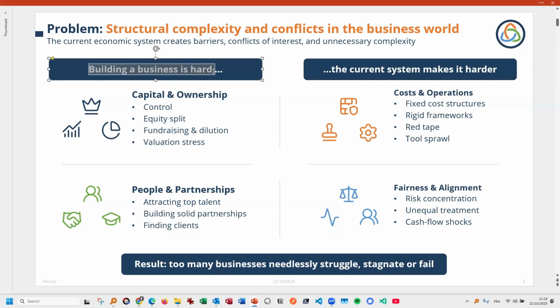So building a business is hard, and the current system makes it even harder. And the result is that many businesses fail or they struggle. And I faced a lot of these problems, and some of my companies failed because of these conflicts and because of this complexity and high cost structure and all this bullshit.